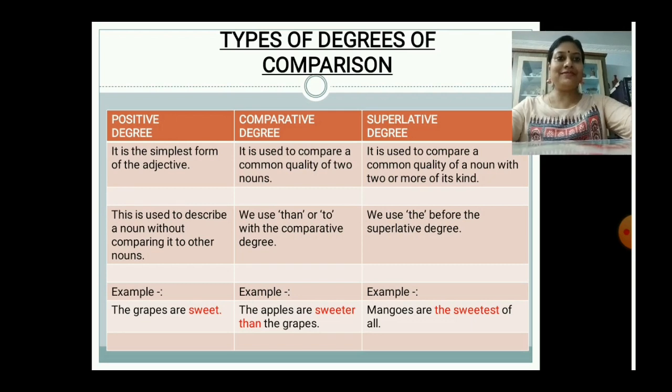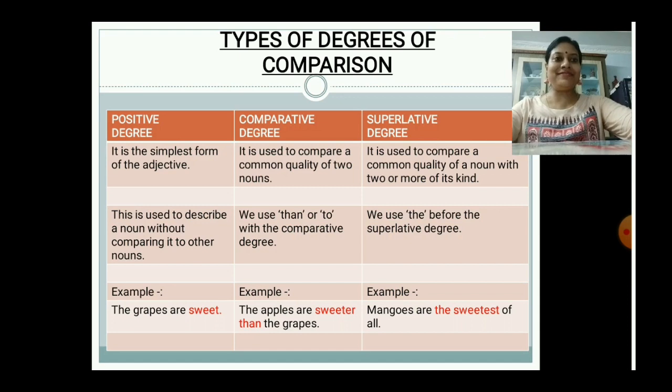The first is positive degree. It is the simplest form of the adjective. This is used to describe a noun without comparing it to other nouns. For example, the grapes are sweet.